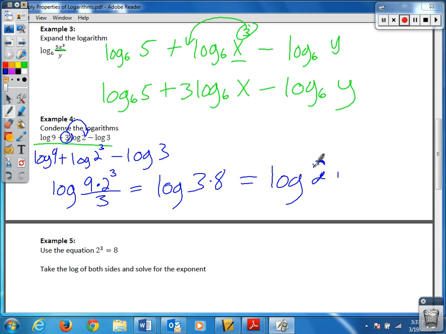Let's see if this marker decides to work. Oh, doesn't want to go. Well, that's supposed to be a 24 there. There we go. Now it works.